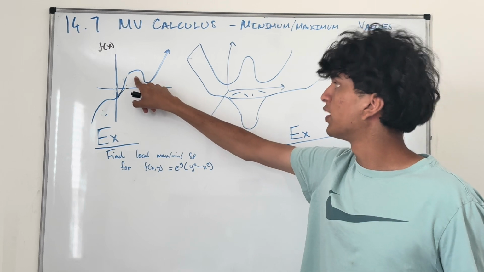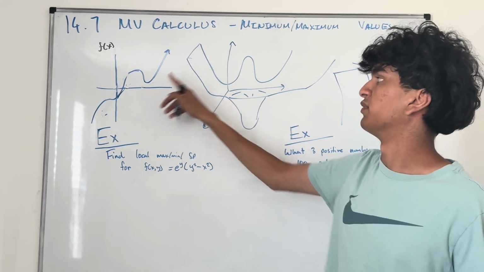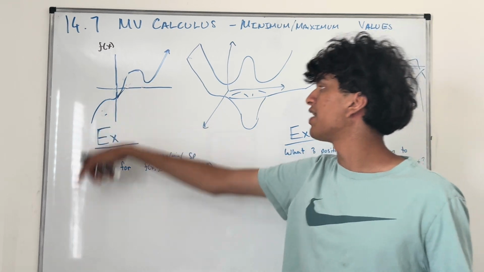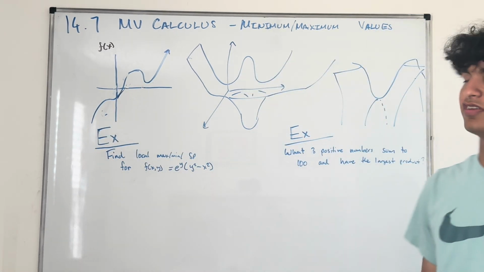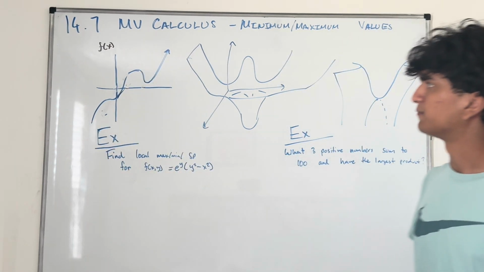If you move this way, you're going to increase. If you move that way, you're going to increase. So locally, you're at a minimum. And then obviously, if you move far enough to the left, you will start to decrease. But locally, it's a minimum. So local min, local max.